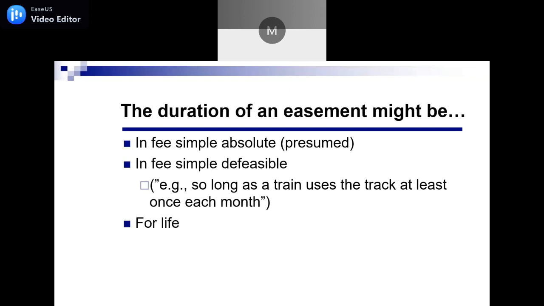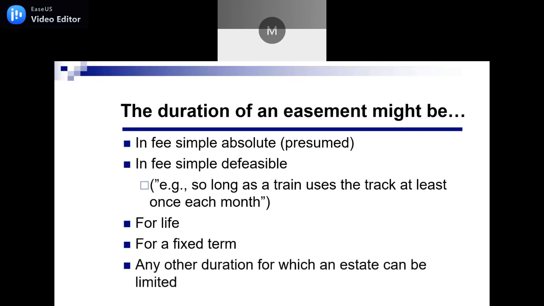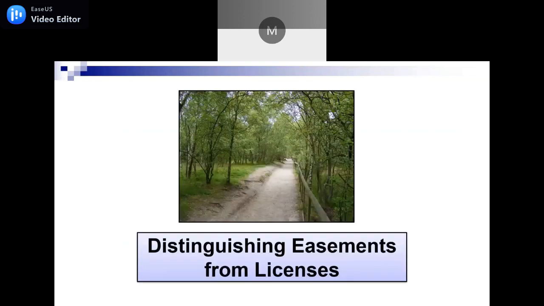I could grant you not a life estate, but a life easement. I could grant you an easement for a fixed term, for 5 years or 1 month or 20 years. I could grant you an easement, in fact, for any other duration for which an estate can be limited. So all the ways that we can cut short the life of an estate, we can cut short the life of an easement in exactly the same ways.